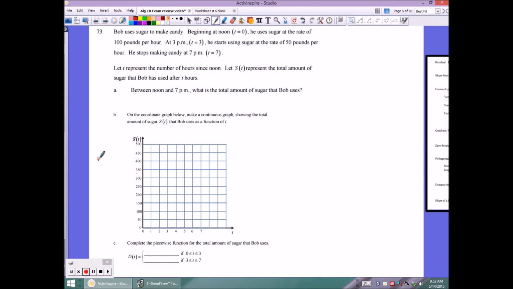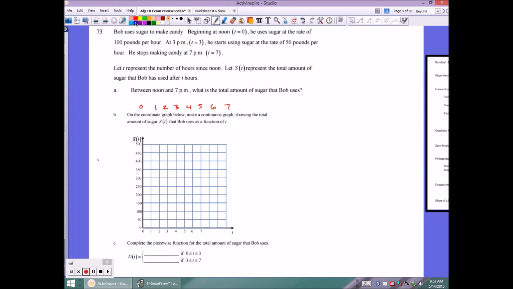Let t represent the number of hours since noon. Let s of t represent the total amount of sugar that Bob used after t hours. Between noon and 7, what is the total amount of sugar that Bob uses? All right, well, I'm going to plot this out. I'm going to say at time 0, 1, 2, 3, 4, 5, 6, 7. That's going to help me because I know that he went from 0 to 7, from noon to 7 o'clock.